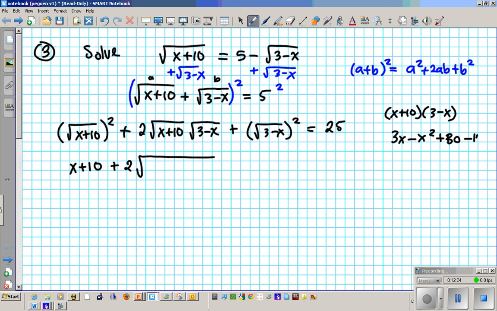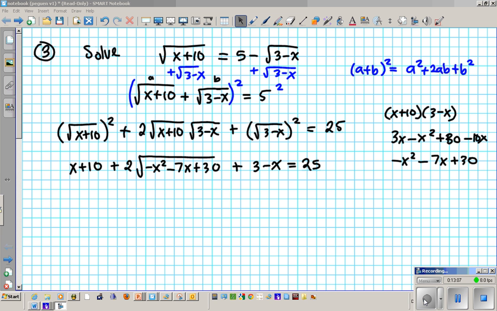minus 10x. All right, let's do that again. 3x minus x squared plus 30 minus 10x. And written in standard form is negative x squared minus 7x plus 30. So that's it in standard form. So inside the square roots, following these two is going to give us negative x squared minus 7x plus 30, plus, on the right side, 3 minus x equals 25. So there goes the next simplified step.